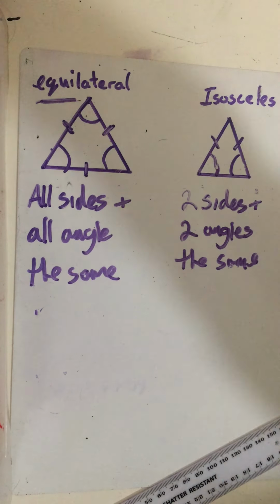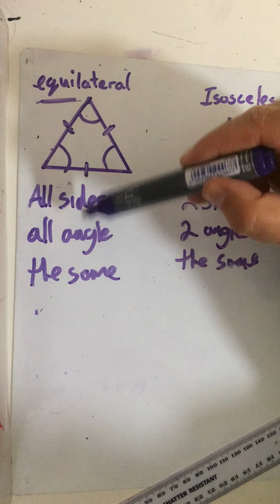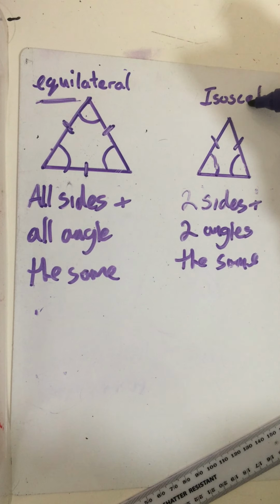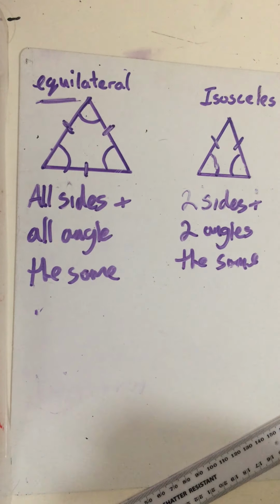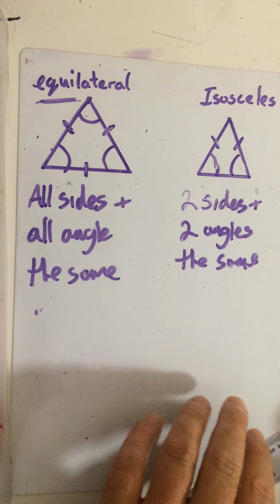So in your books, please, can you write down equilateral, draw it, and just write down the definition, please. Same with isosceles, draw it, write down the definition, and then we'll move on to the next part of the lesson. So pause the video, please, and we'll move on.